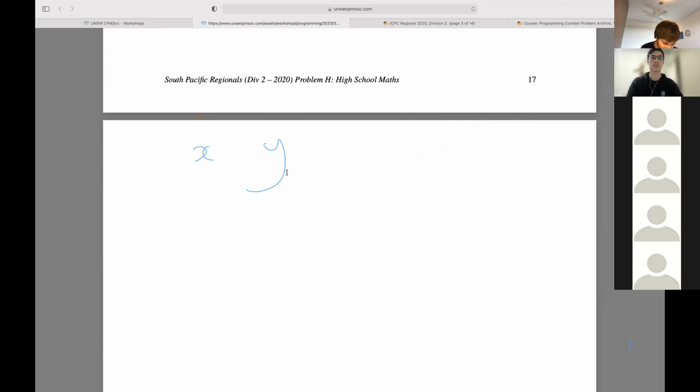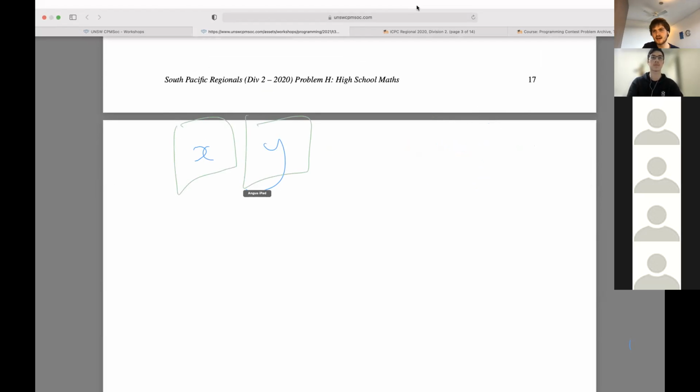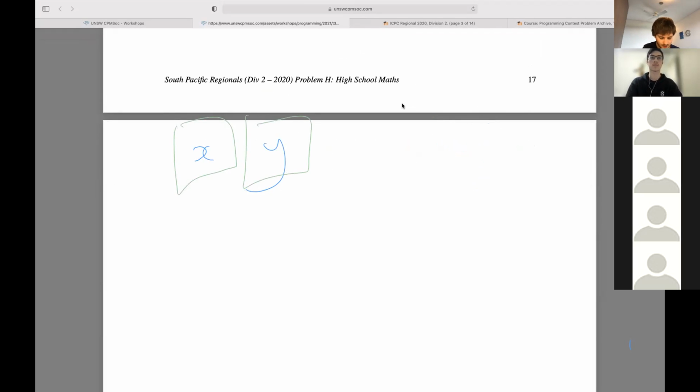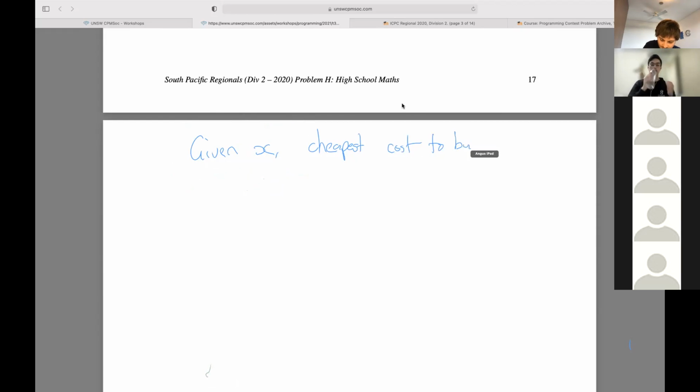So let's first consider the separately case. What does it cost if we buy X and Y separately? That is a nice way to start. The reason I chose this one first is that it seems easier, because we can then split it up even more. We can reduce it to, given just X, the cheapest cost to buy X. Why is that? Because we can run this for X and Y and add them together. So given X, what is the cheapest cost to buy X?